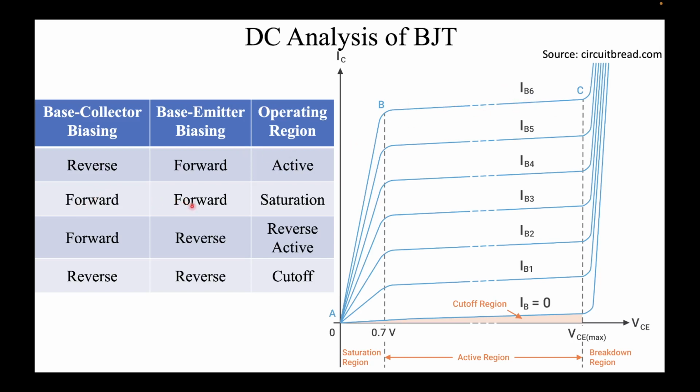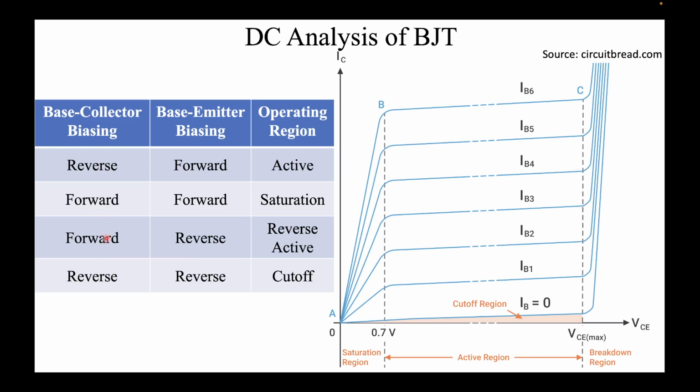So your base-collector as well as base-emitter is forward biased. That region is referred to as the saturation region. This is the linear region you see. In this, the BJT behaves like a resistor, because we know that I directly proportional to V is the relation of a resistor. So in this region, the BJT behaves like a resistor.